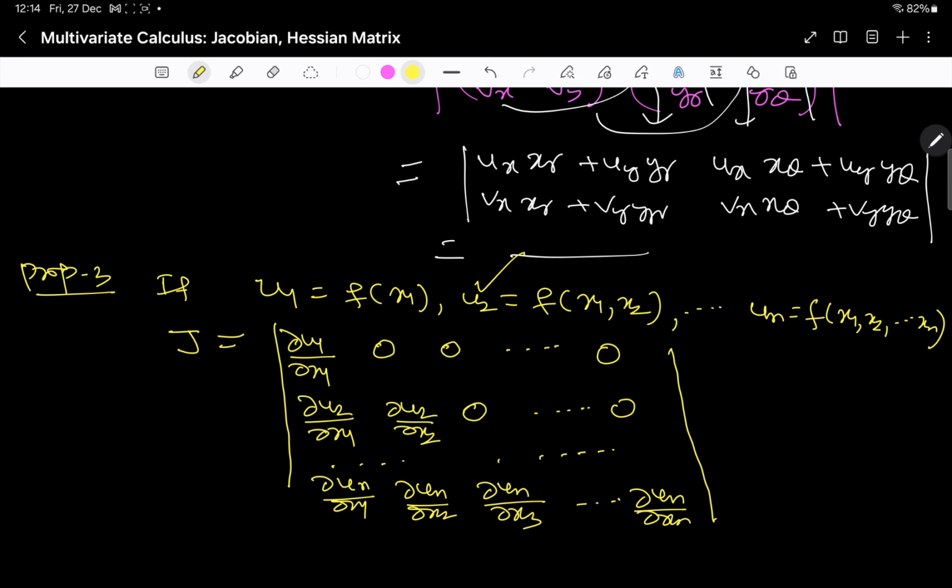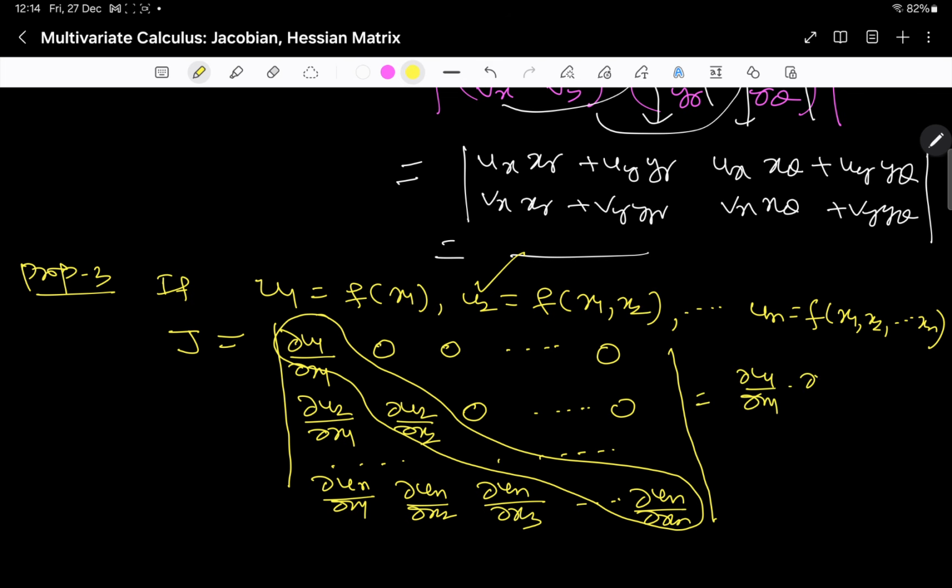So this is a triangular matrix here. Now this determinant is the product of the diagonal. So this will be del u1 by del x1 into del u2 by del x2, and so on up to the product of del un by del xn. So this will be your Jacobian.